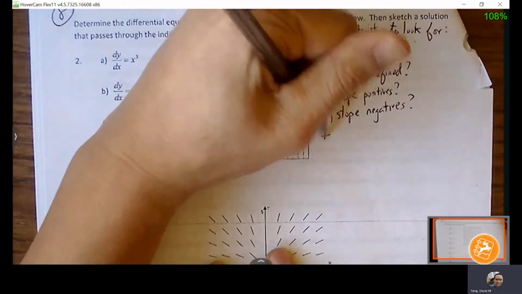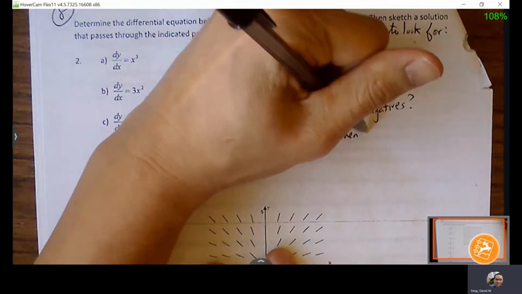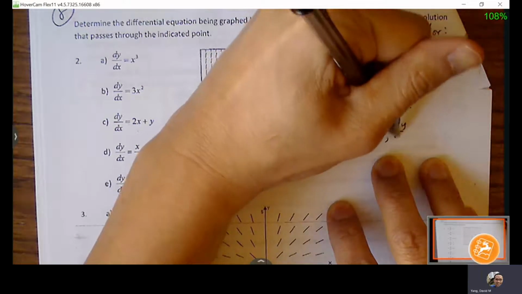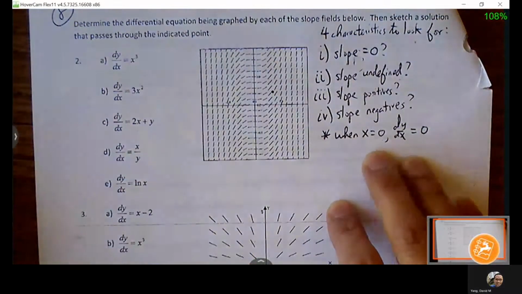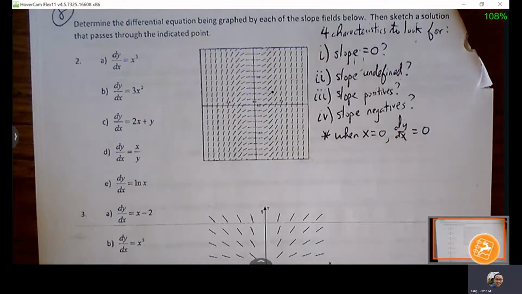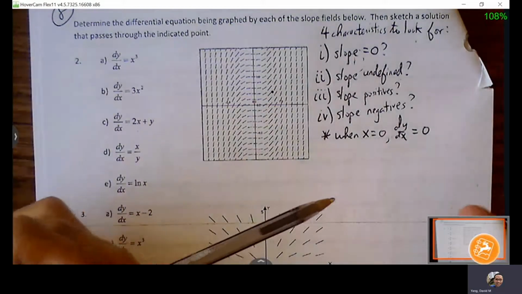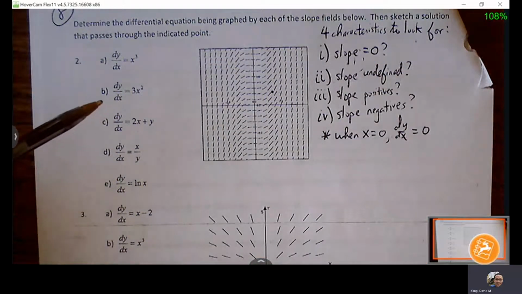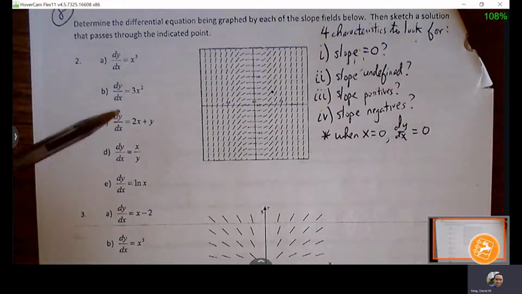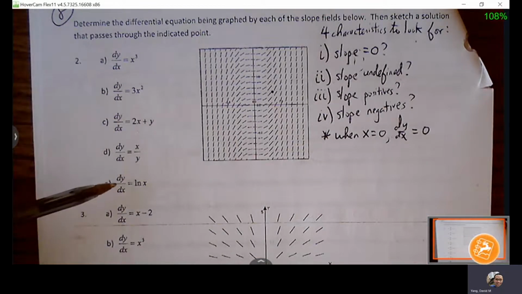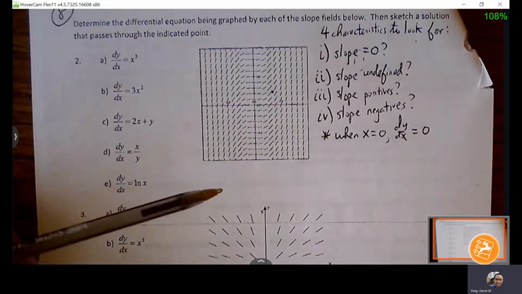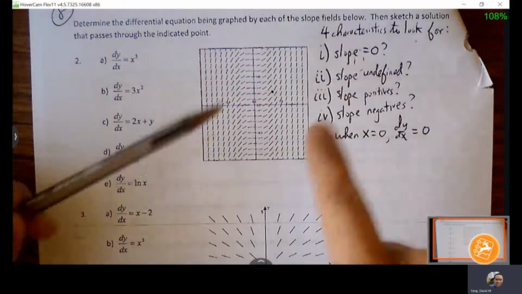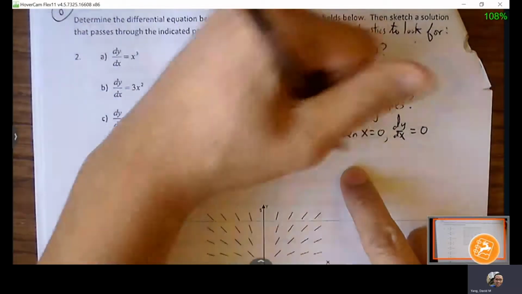So I'm going to make that observation here. I'm going to say when x is equal to zero, I should be getting dy/dx equal to zero. And if we're able to list out these characteristics, how that can help us is we can insert into our answer choices. We can eliminate the ones that are obviously wrong. So I think with multiple choice problems on the AP exam, you want to list out characteristics, eliminate the wrong ones. If you're down to 1 and 2, then you can look at more specific characteristics.